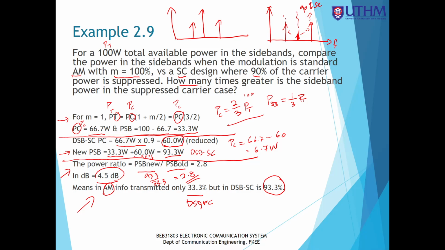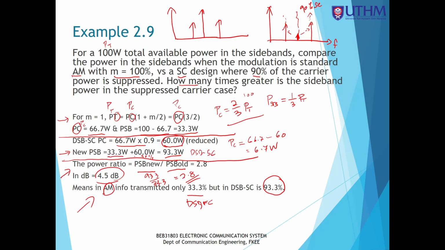Okay, so remember, theoretically we want the sideband power to be as high as possible, because the sideband contains information, so we need the information component to have power as high as possible, so that it can reach the receiver with an adequate amount of power received, because when the signal travels, it will attenuate.